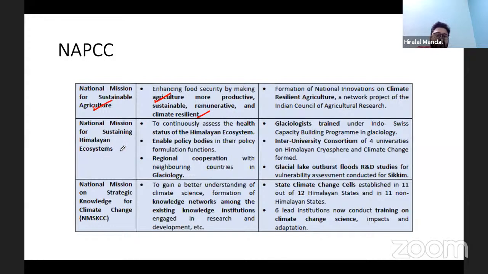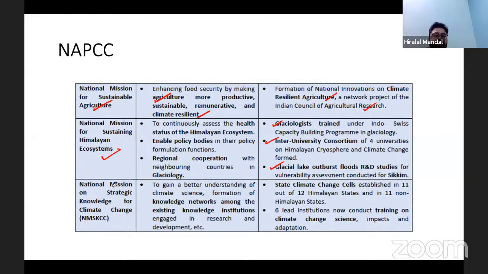With regard to the National Mission for Sustaining the Himalayan Ecosystem, glaciologists are being trained under the Indo-Swiss Capacity Building Program in glaciology. An inter-university consortium of 4 universities has been created, and at the same time, glacial lake outburst flood research and development studies have been conducted for Sikkim. That's with respect to the National Mission for Sustaining the Himalayan Ecosystem.